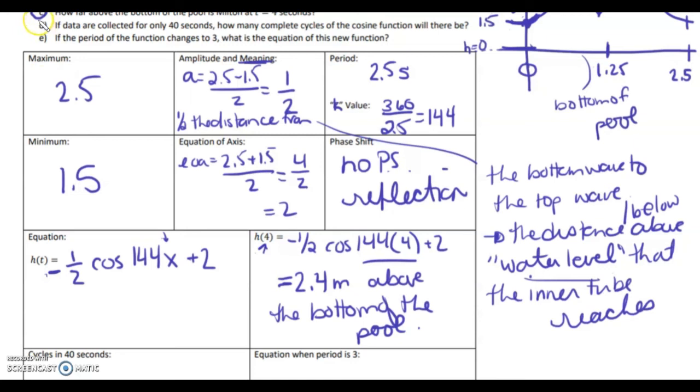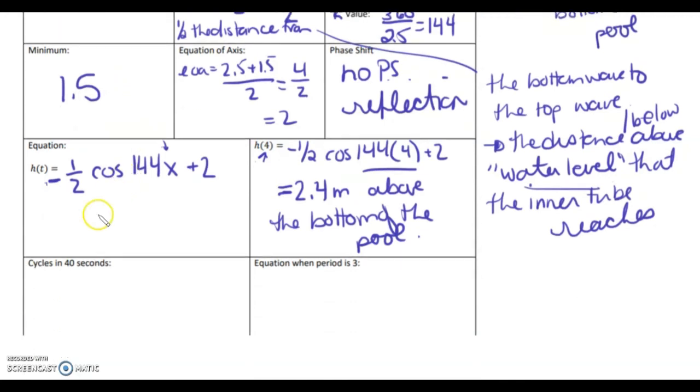Okay, then D and E. If data are collected for only 40 seconds, how many complete cycles of the cosine function will there be? So if you think about it, in 40 seconds, we would divide 40 seconds by the period, right? And the period is 2.5. So there's going to be a full rotation every 2.5 seconds. So that means in 40 seconds, there's 16 cycles. So that kid is going to go up and down, up and down, up and down. Okay, one up, one down, 16 times.